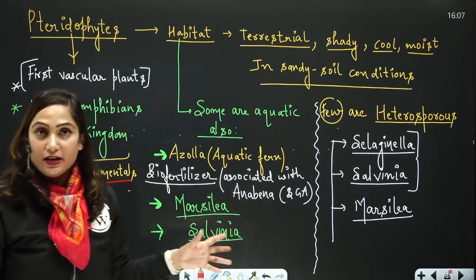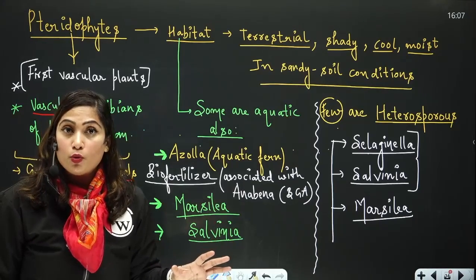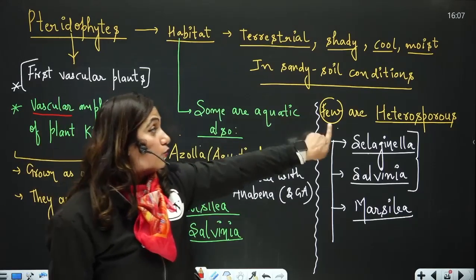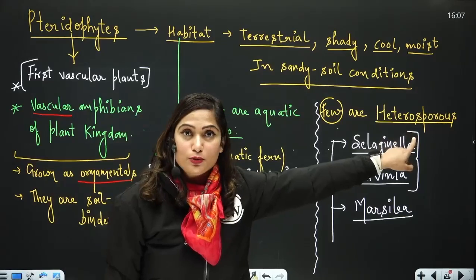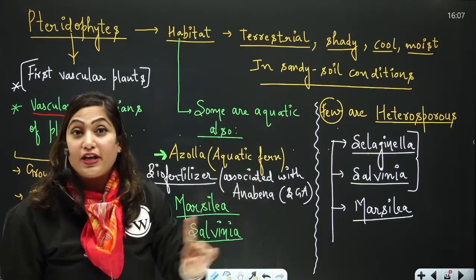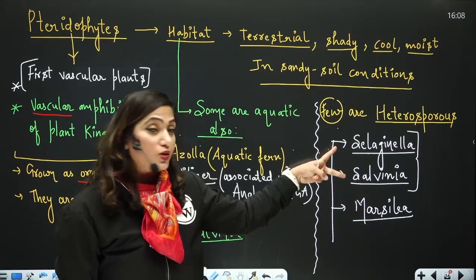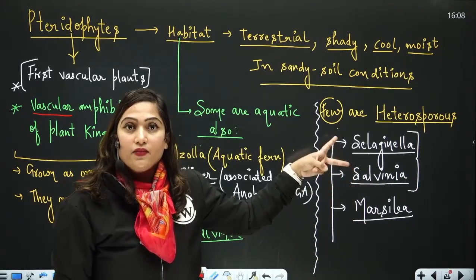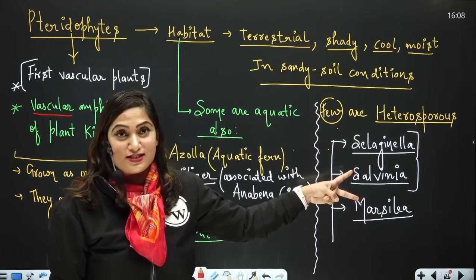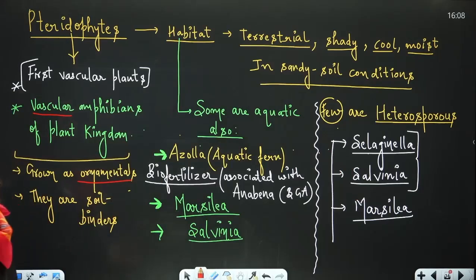Now, in the comparative table, I told you, beta, that most of the pteridophytes are homosporous. They can form only one type of spore, but few pteridophytes are heterosporous also. They form two kinds of spores, and the examples are very important. You cannot forget this: Selaginella, Salvinia, Marsilea. These examples are given in NCERT, so very important. These pteridophytes are heterosporous, otherwise most of the pteridophytes are homosporous. Clear, beta? Have you learnt it? Selaginella, Salvinia. Let's move on further.